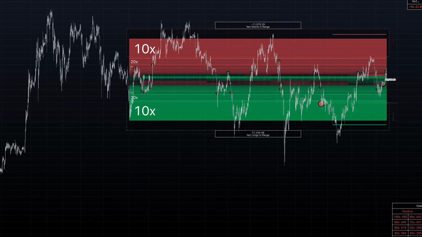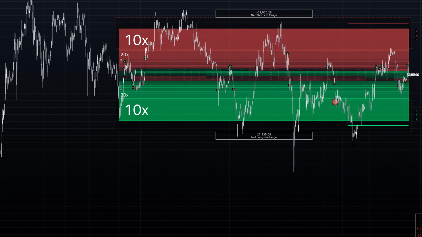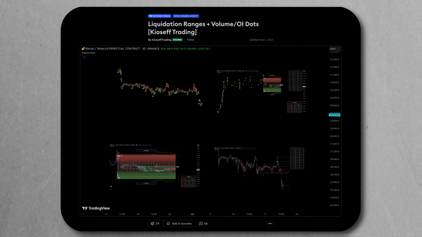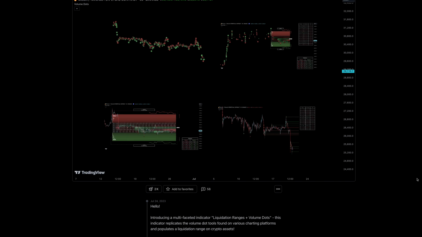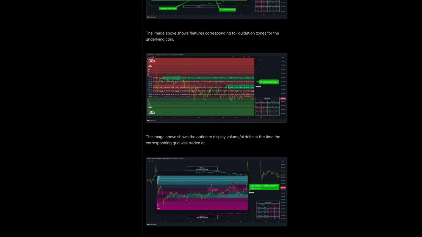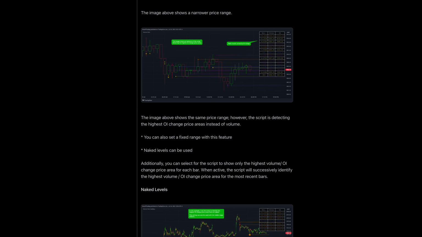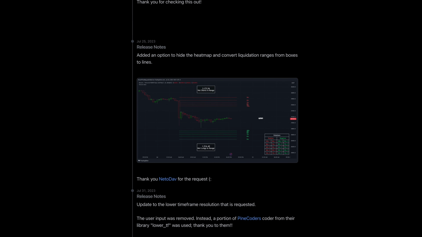Lastly, the most advanced and likely newest tool on today's list is the Liquidation Ranges plus Volume OI Dots by Kiosef Trading. This indicator is so feature-rich and complex that it truly deserves a dedicated video, but I'll give you a brief overview to provide an idea of what it's all about.